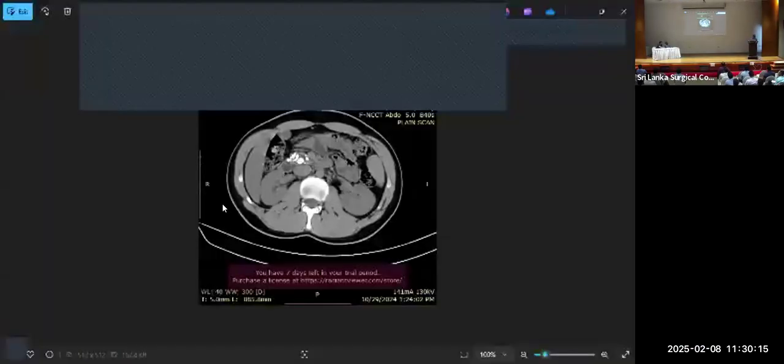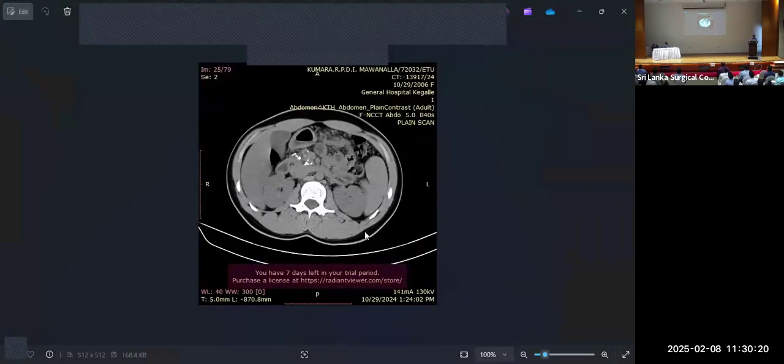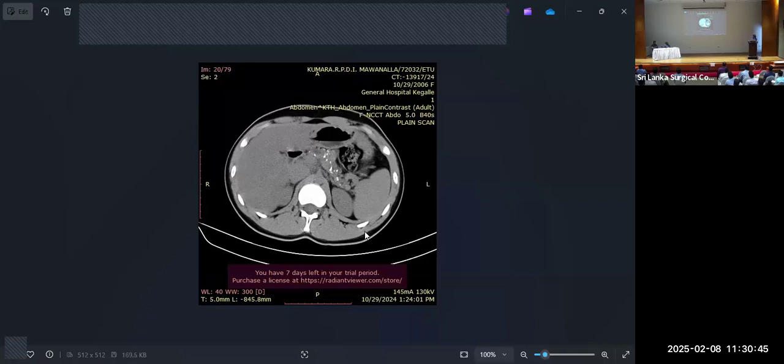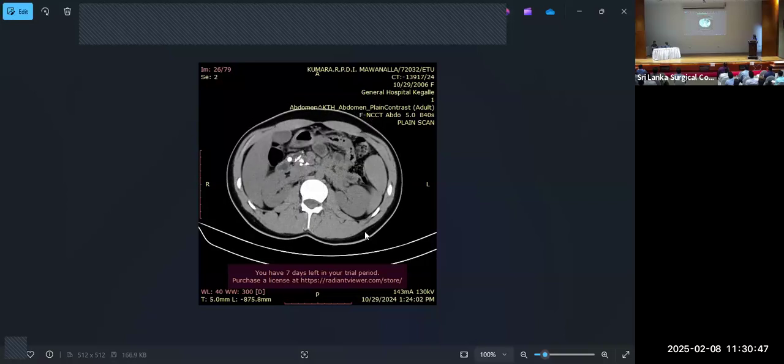So just a few images here. What CT is this? Anyone? Yeah, this is a non-contrast CT. So the first step you do is a non-contrast CT because you are going to look for what? What are you looking for? Any calcification. That's the first thing. So you can see the calcifications.